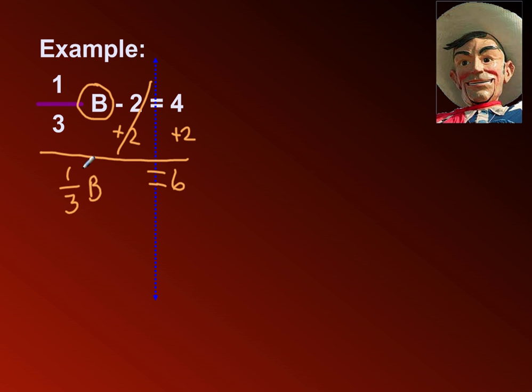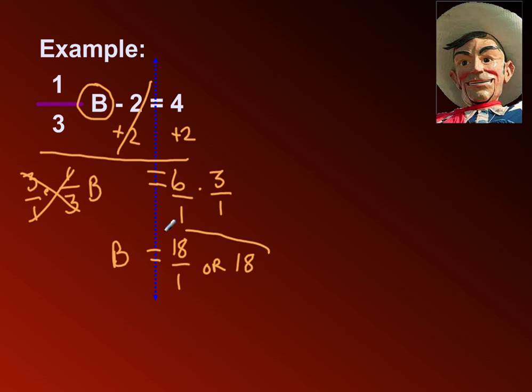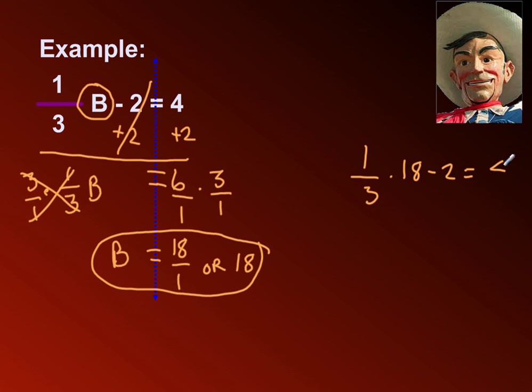I've got to do the inverse of 1/3. The inverse of 1/3 is 3 over 1. These cancel out now. Whatever I do to one side, I got to do to the other. So I have b equals 18 over 1, or I could put 18. Now, if I wanted to check this, I just plug it in. 1/3 times 18 minus 2 equals, let's see what it equals. It should equal 4, but 1/3 times 18 is 6 minus 2. Well, that equals 4. So if you notice those two things equal up, it checks out.